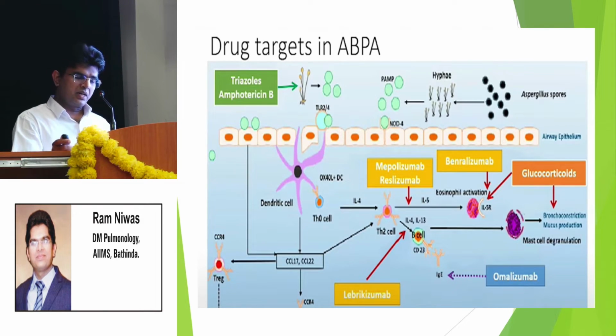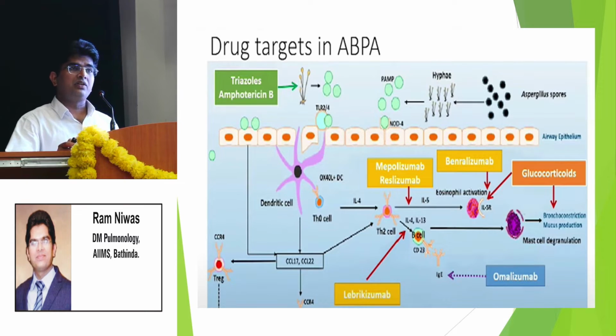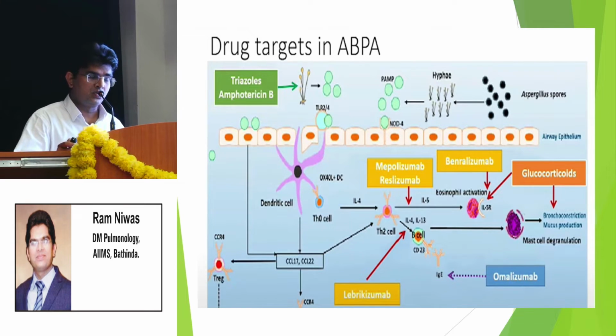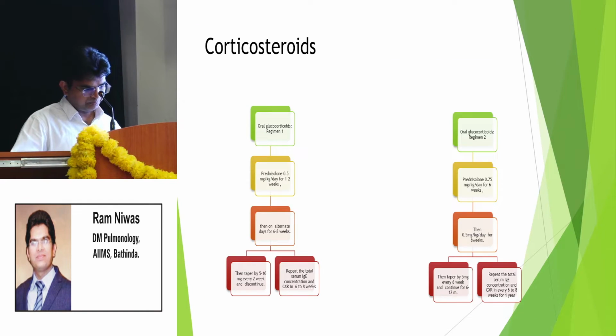These are the various drug targets. The most important drug is oral glucocorticoid. We can also give some antifungal treatment like itraconazole, voriconazole or posaconazole, and we have biologicals also that can be given if the steroid patient is symptomatic even on steroid and antifungal therapy.